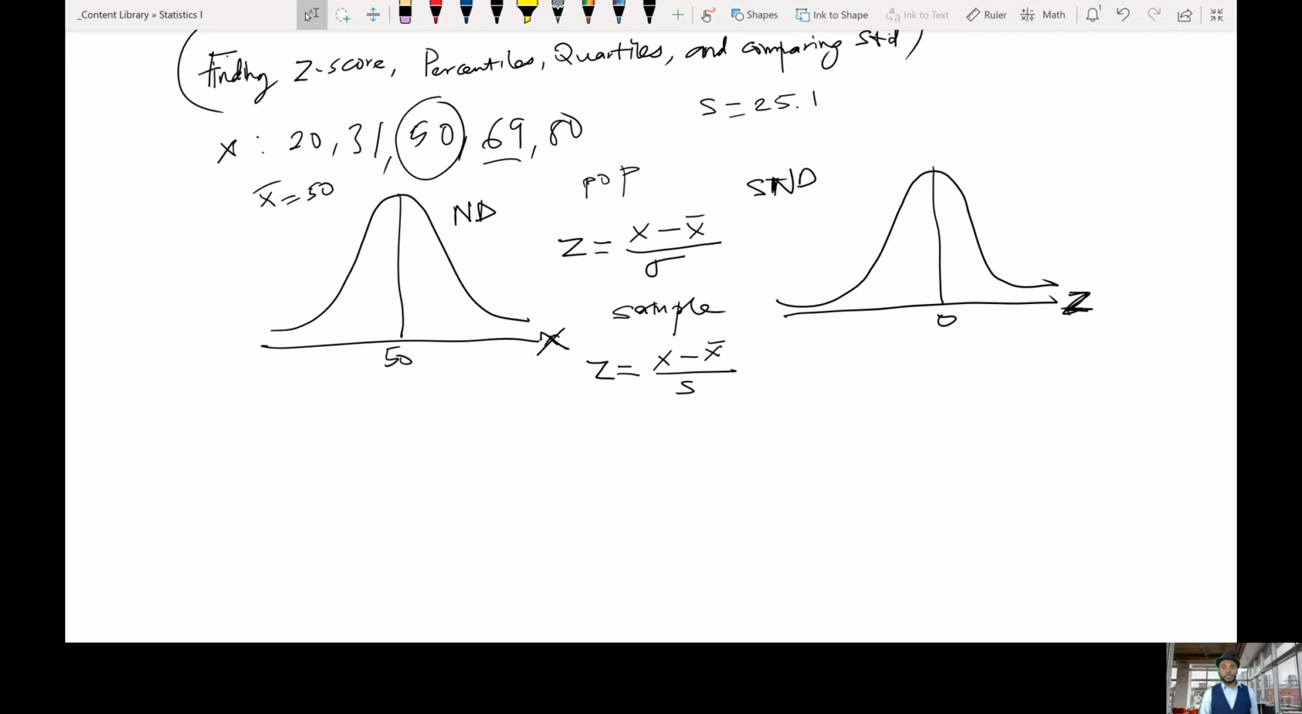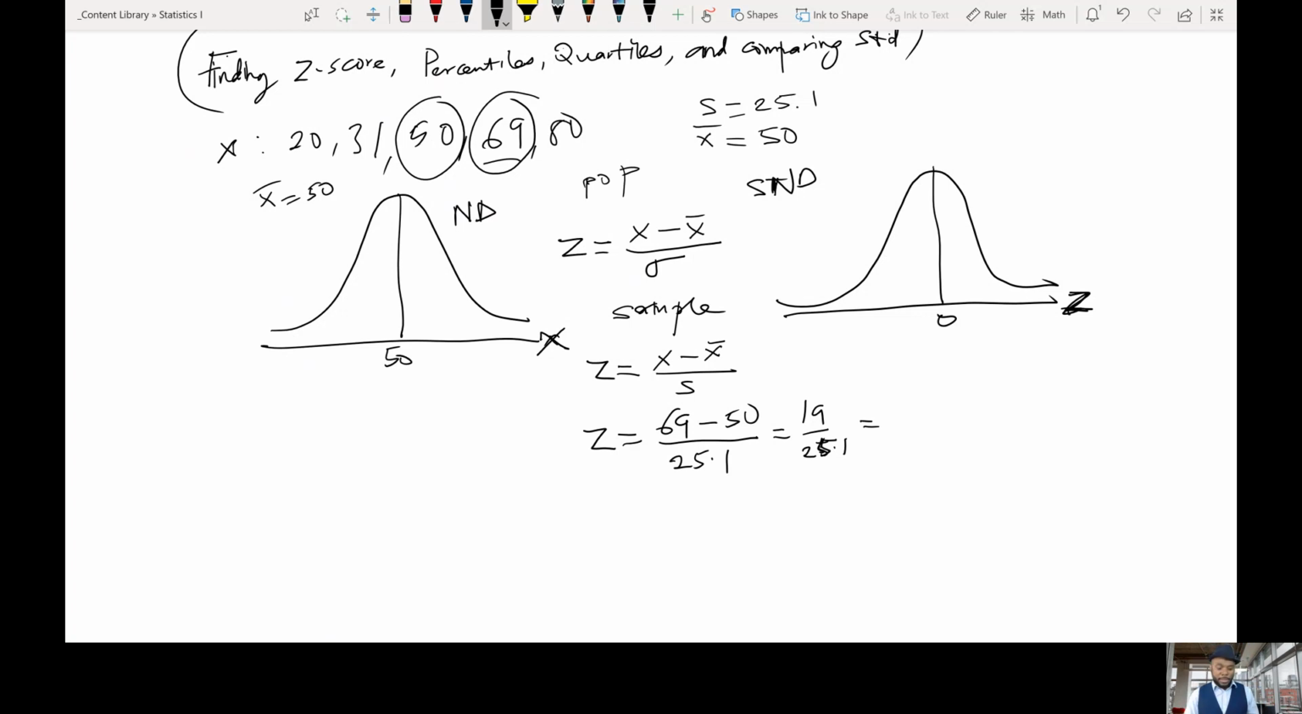That is a sample standard deviation for these data sets. So our Z for 69 will be equal to 69 minus the mean, which is 50. So X bar, the mean, is 50, divided by the standard deviation, which is 25.1. So this would give us how many standard deviations our data is from the mean. And 69 minus 50, that is 19, divided by 25.1. So everybody pick out your calculator and perform this computation.